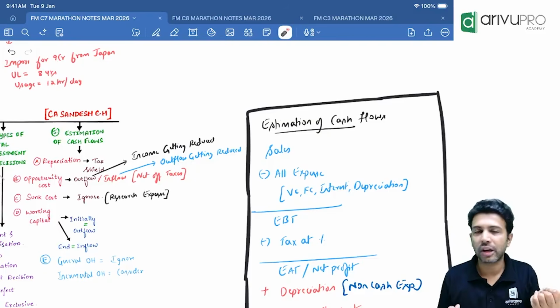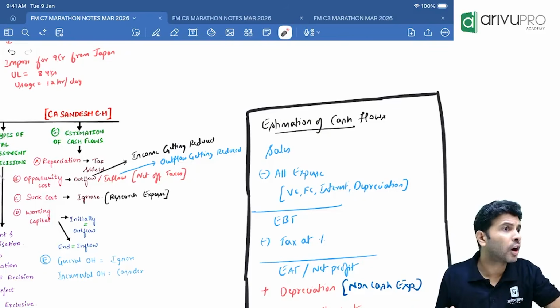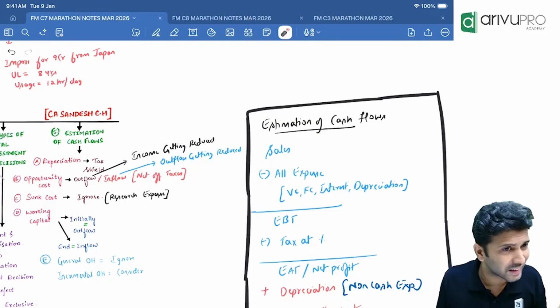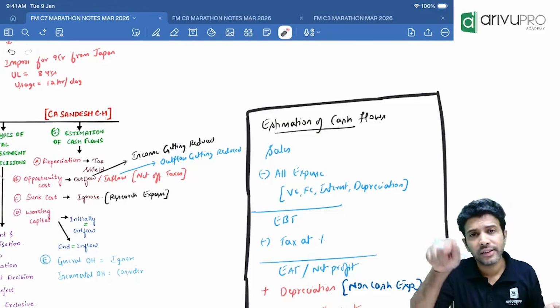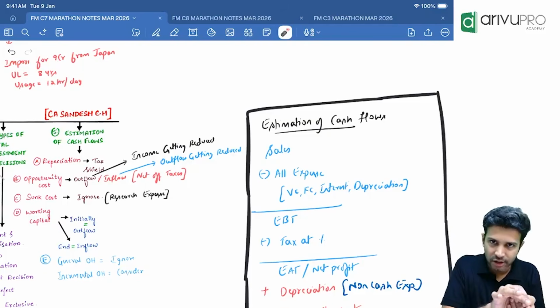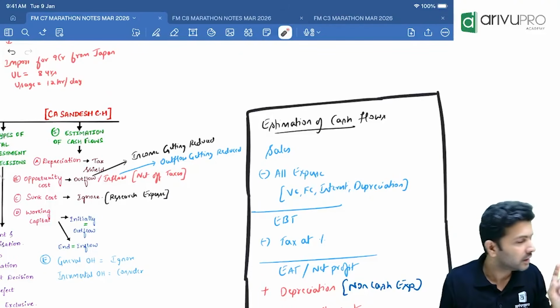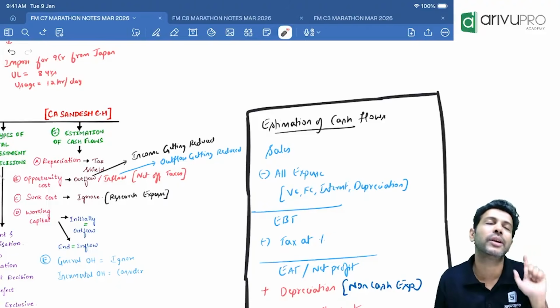Okay. Opportunity cost can be positive or negative. If it is income avoided, if you have lost income, then opportunity cost will be negative. If it is cost avoided, then it will be positive. Then W for working capital. At year 0, you will invest working capital, so at year 0, working capital will be negative. At the end of the project, we will recover it, so it will be positive.